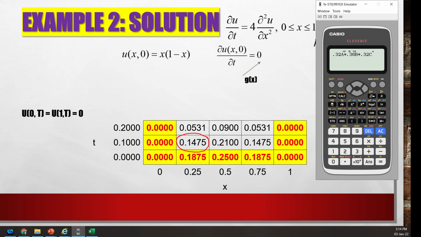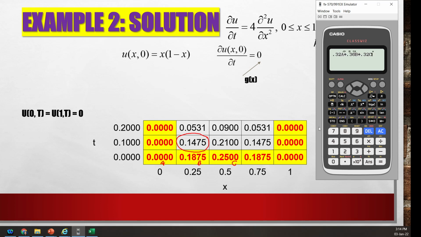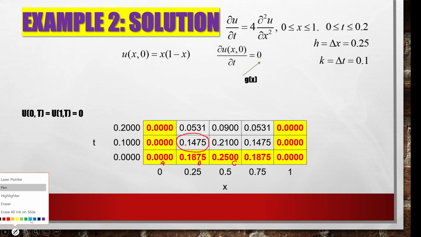To get U11, A is 0, B is 0.1875, C is 0.25. Calculate A 0, B 0.1875, C 0.25. So you get 0.1475.